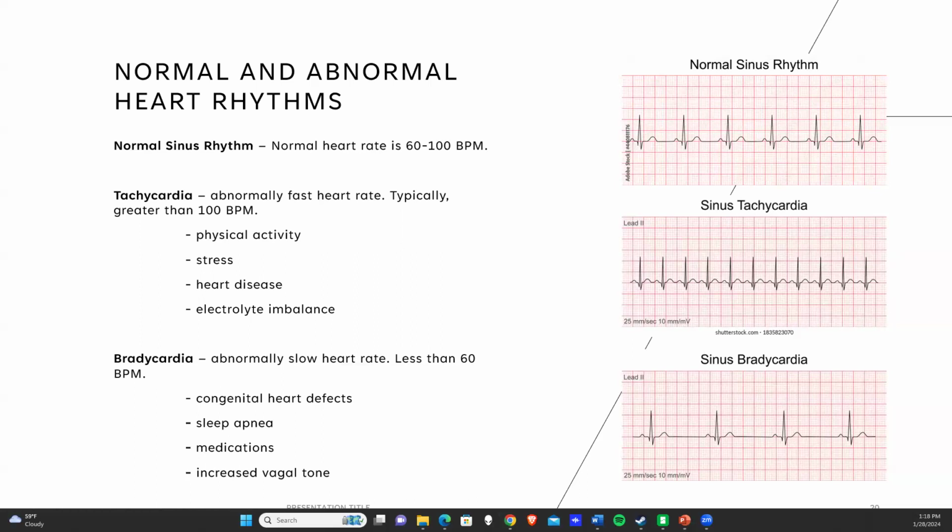And then as far as bradycardia, again, fitness level will play a part. More fit individuals will have a lower, more efficient heart. But sleep apnea, any types of medications like beta blockers or anything like that, you can actually lower your heart rate by kind of bearing down like you're trying to go to the bathroom, and you can lower your heart rate there through your vagal tone. So there are a couple different reasons why you might see these different heart rates on an EKG.